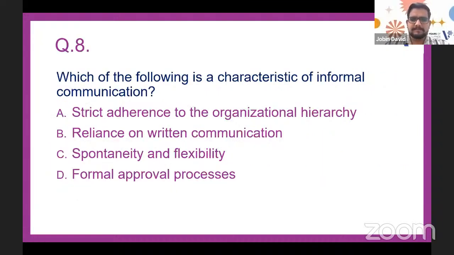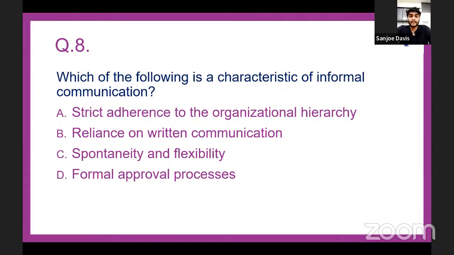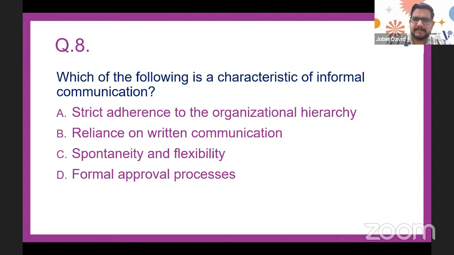Question number 8. Sanjay, can you read that? Which of the following is a characteristic of informal communication? Strict adherence to the organizational hierarchy, reliance on written communication, spontaneity and flexibility, formal approval processes. So what do you mean by formal and informal? You get the meaning from the word itself. What are the characteristics?